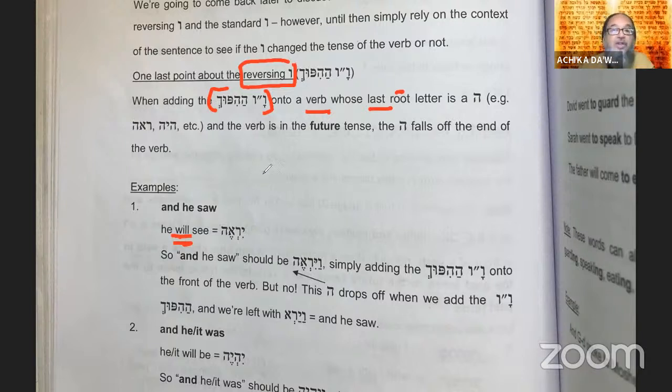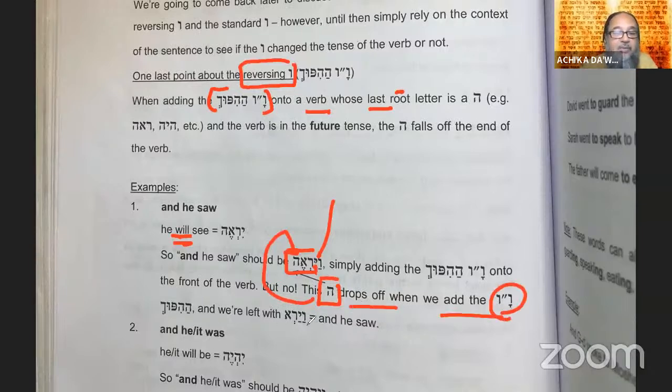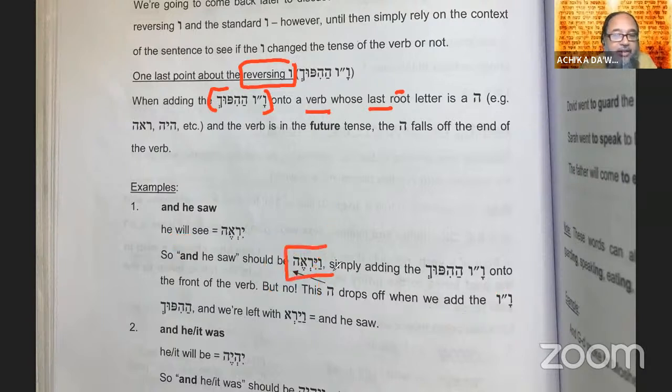So the rule for the reversing y is if you add this y to the root of a future tense, what's going to happen is that this hey right here, that's on the end of the root, is going to drop off when you add the reversing y. Instead of it being this, which you have here, where the hey is still there, it's going to fall off. It's going to end up looking like this. So you can see the difference.